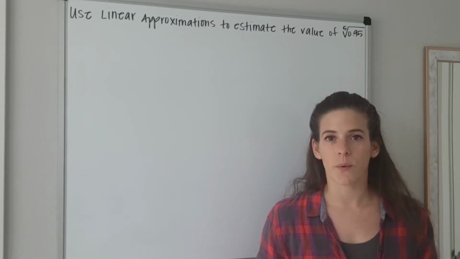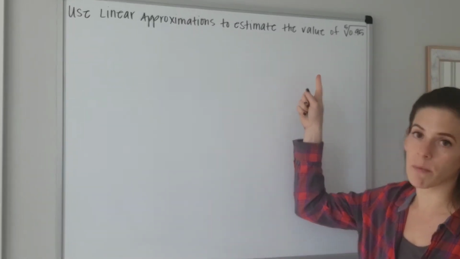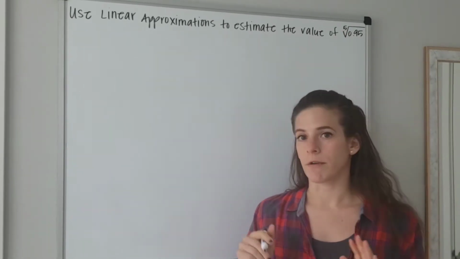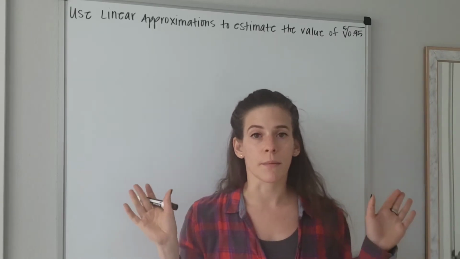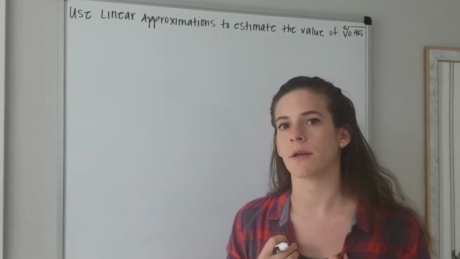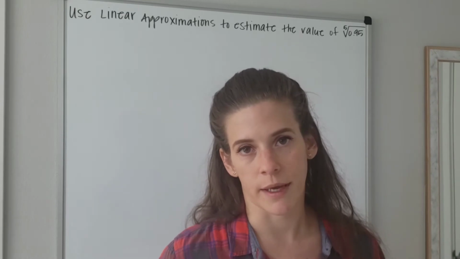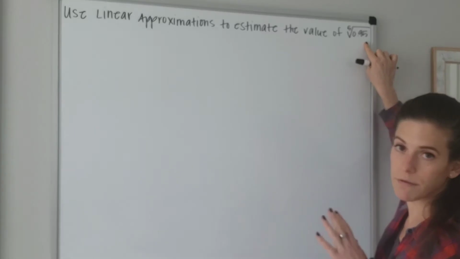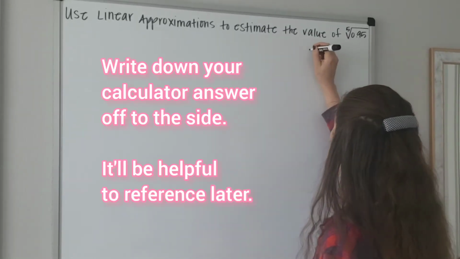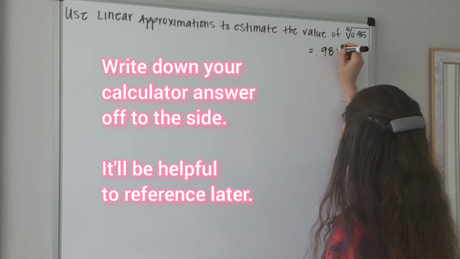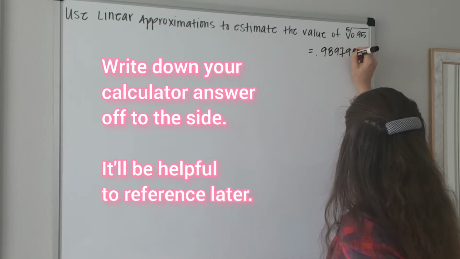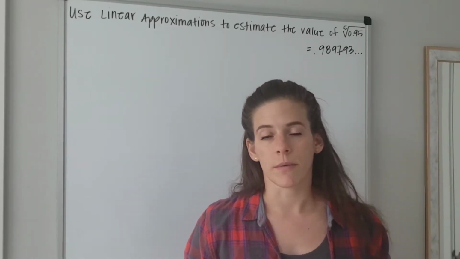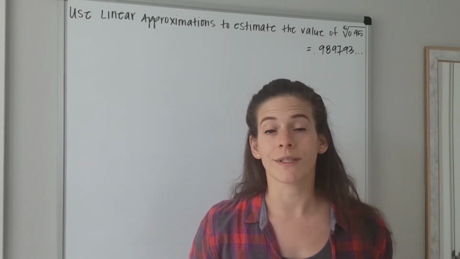Hey there, today we are going to estimate the value of 0.95 to the fifth root using linear approximation. If you're anything like me, when you see a linear approximation problem like this, you're thinking, why are we approximating when I could just use my calculator? Punch in 0.95 to the fifth root, you get something like 0.989793, and so on. Linear approximation questions are really asking you, okay, yeah, but what if you didn't have your calculator?